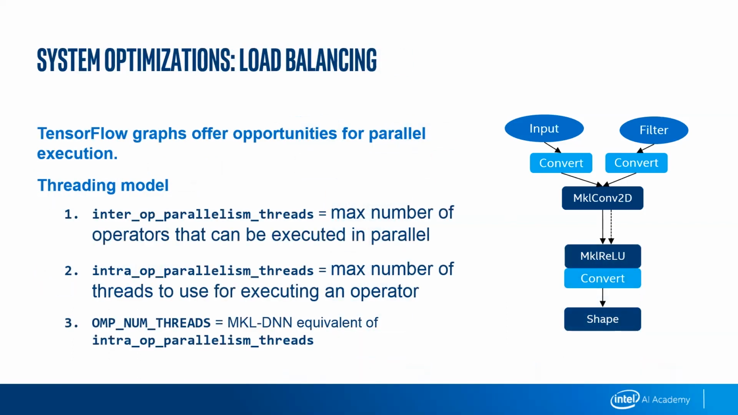Right. At another level, what we looked at was system optimization. Remember, we talked about inter-op parallelism, intra-op parallelism, and things like that. Inter-op and intra-op are variables that are defined by the TensorFlow runtime. OMP num threads is a variable that is defined by MKL-DNN, right? Typically we keep the OMP num threads equivalent to the intra-op parallelism number of threads. Remember we talked about intra-op parallelism: if I take a single graph node, can I parallelize that graph node as much as I can?